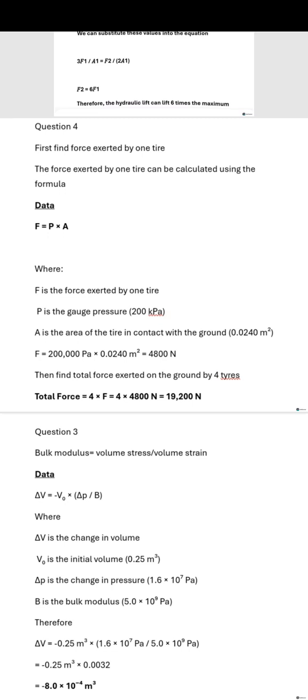So force will be equal to pressure times area. For 1 tire, the area was given as 0.0240. So we multiply, which means 1 tire could exert a force of 4,800 newtons. Now we have 4 tires. What are we going to do? If one can exert 4,800, then we multiply 4 by 4,800 to have 19,200, which can be written as 1.9 times 10 to the power 4. Then we have answered question number 4.